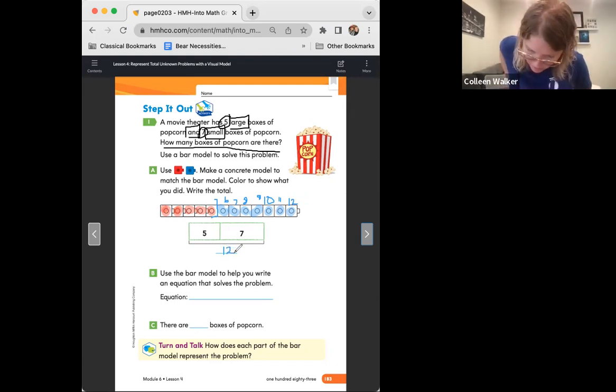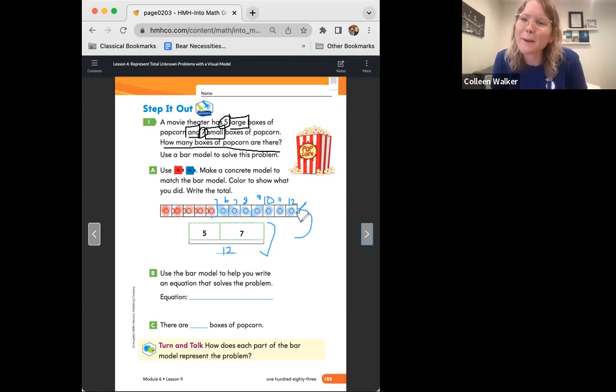Great job. Now, how does this bar model right here connect to this picture we made? What do you guys think? Yeah, the 5 on the left represents the large boxes of popcorn. And what about the 7? Yes, it represents all the small boxes. And what does the 12 represent? How many all together? That's correct.